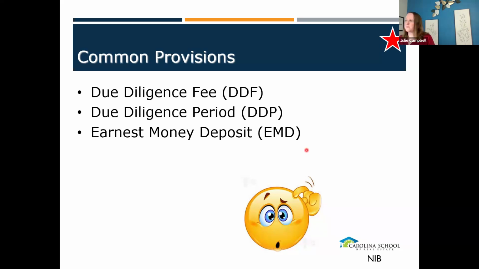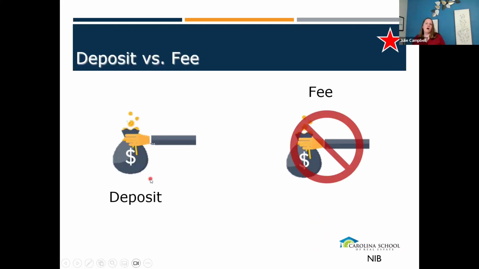Now, you do have this spelled out in your book, and I'll show you where in just a second. But stay off book, stay with me for just a minute. Because I think before we look at our contract, we need to understand what this due diligence fee, due diligence period, and earnest money deposit are all about. Typically speaking, there are exceptions, but typically speaking, in our vernacular, a deposit is refundable. A fee is not. Now, a fee can be refundable, but for the most part, a deposit is refundable and a fee is not.